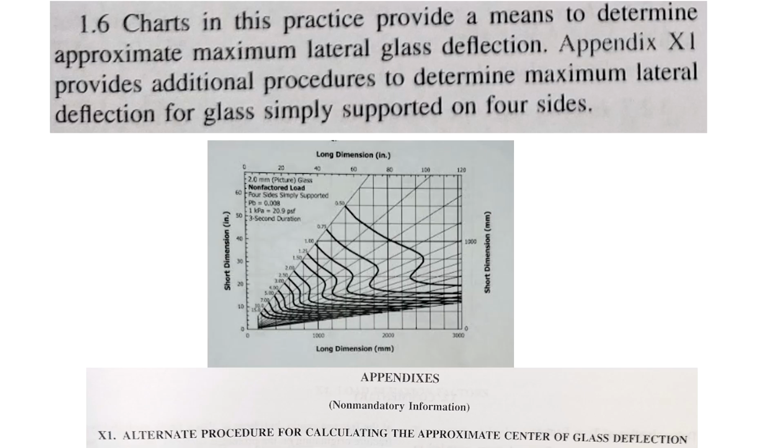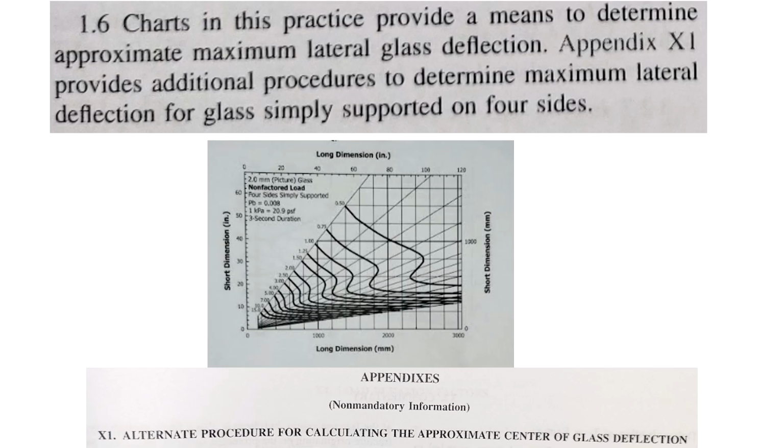Now the other thing it mentioned in this paragraph is Appendix X1. You can look at Appendix X1, it's in the back. The appendices are in the back, and we can look at Appendix X1 on page 59. It says alternative procedure for calculating the approximate center of glass deflection. That's what I've got down here at the bottom. I'm just showing you the heading there.